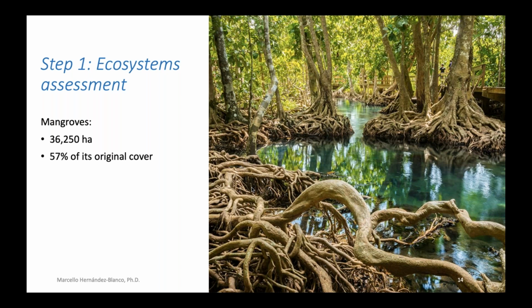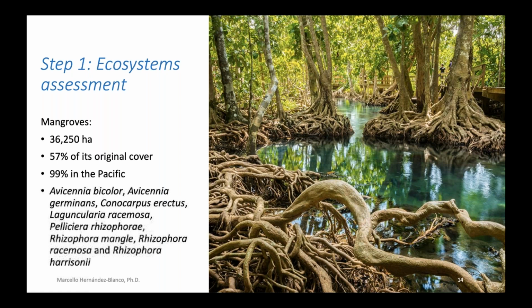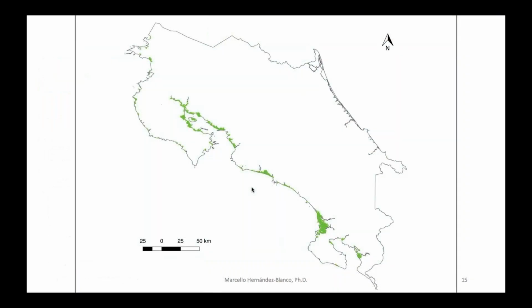Unfortunately, we have lost almost half of the original cover, and the big majority are in the Pacific. So here it gives you an idea where to put in place the scheme. And also we have a pretty good idea of what species of the ecosystem of mangroves we have in the country. And having a map of mangroves, it's certainly a bit easy, especially today with so many GIS tools and resources. So that's the map of mangroves in Costa Rica.